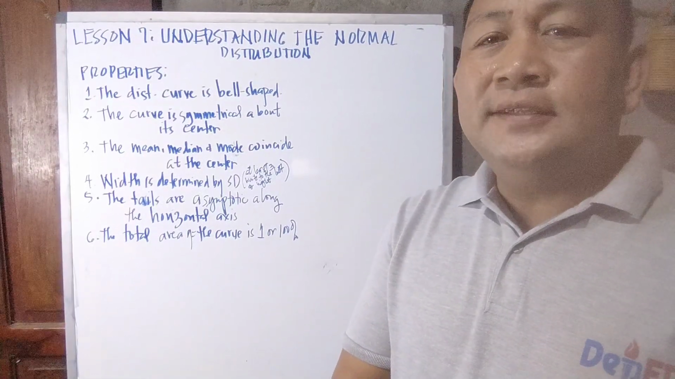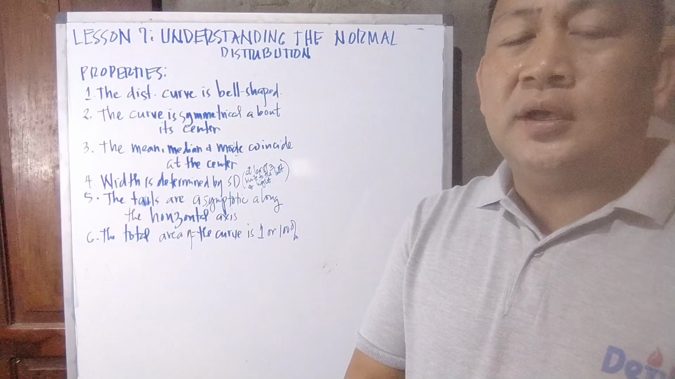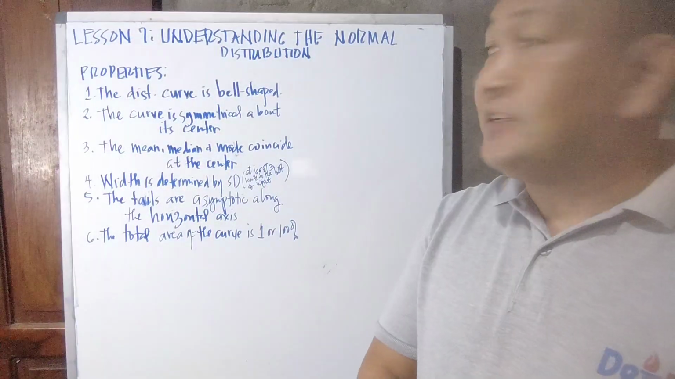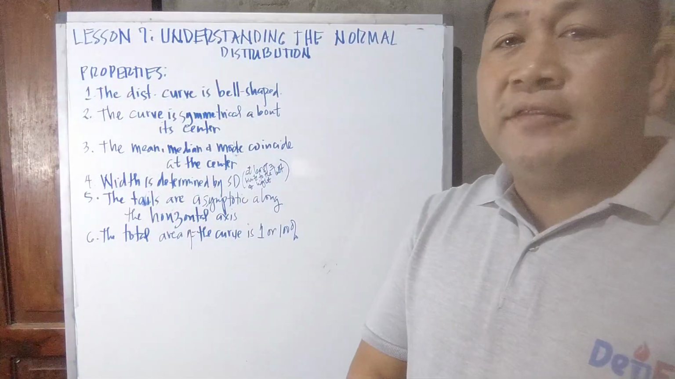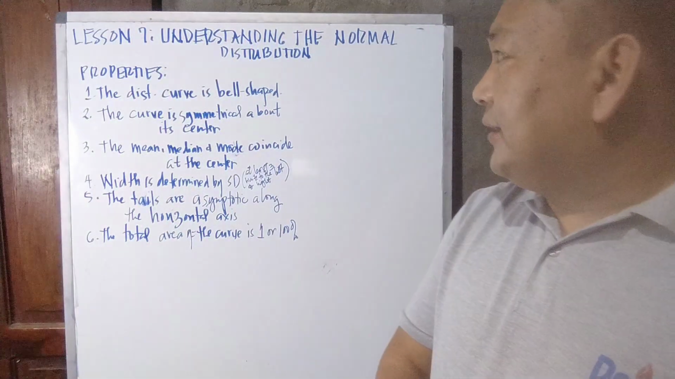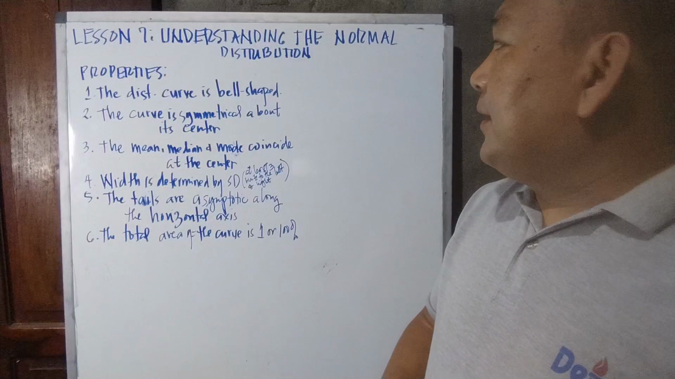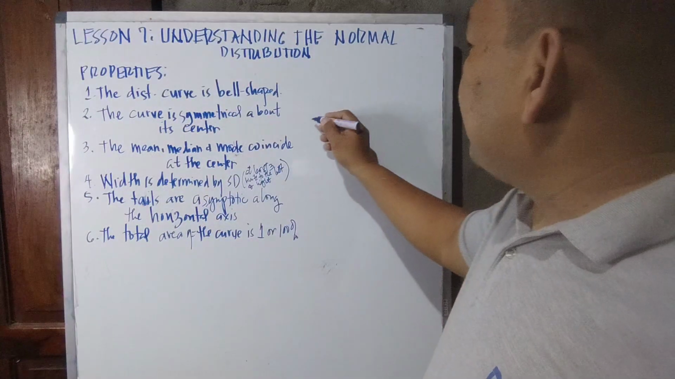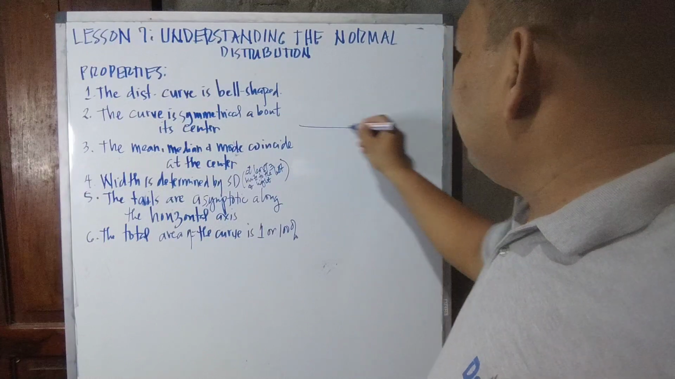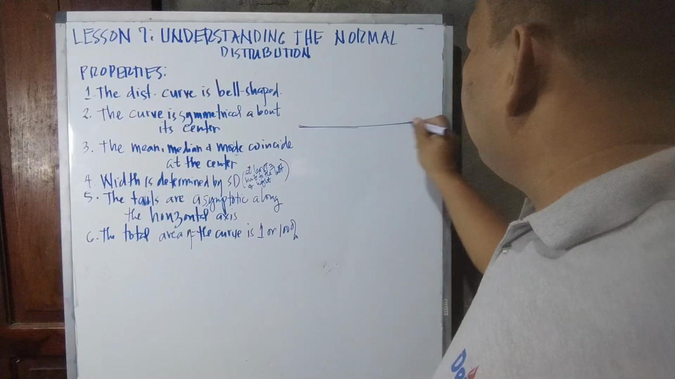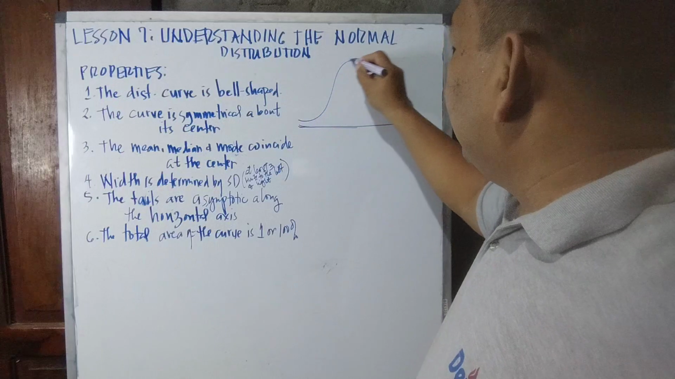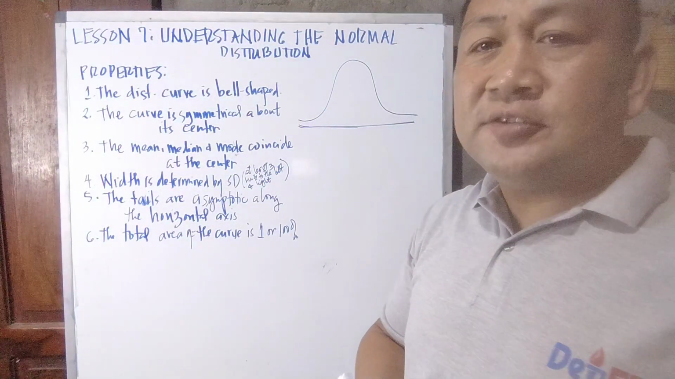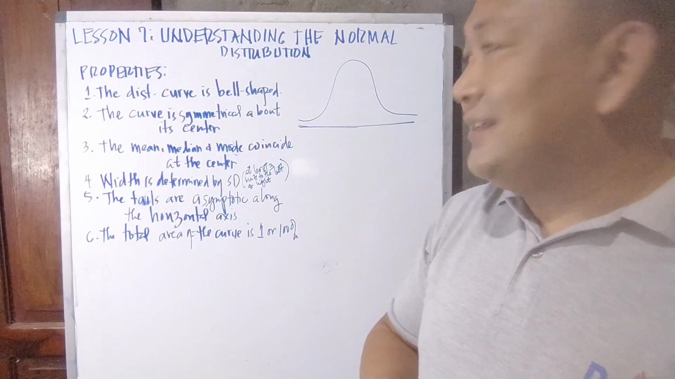Okay, good day everyone. So this time we're going to discuss understanding the normal distribution. We have the following properties of the normal distribution. The first one: the distribution is bell-shaped. If you try to illustrate, it would appear like this. Draw a horizontal line and then try to draw a bell shape. So that's the illustration of a normal distribution.